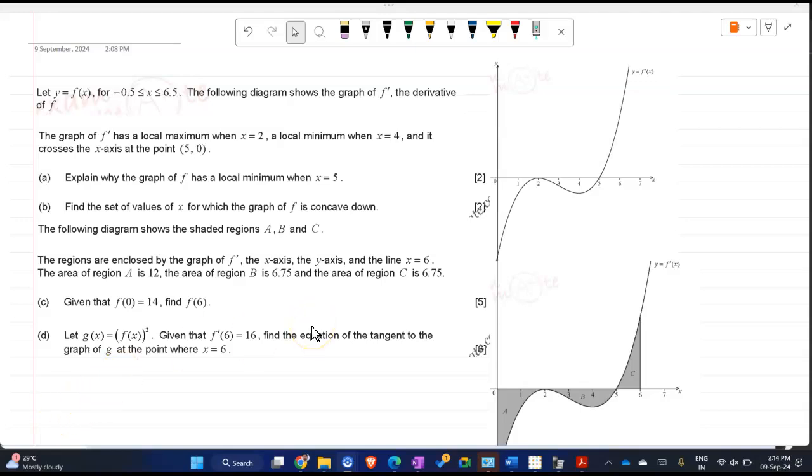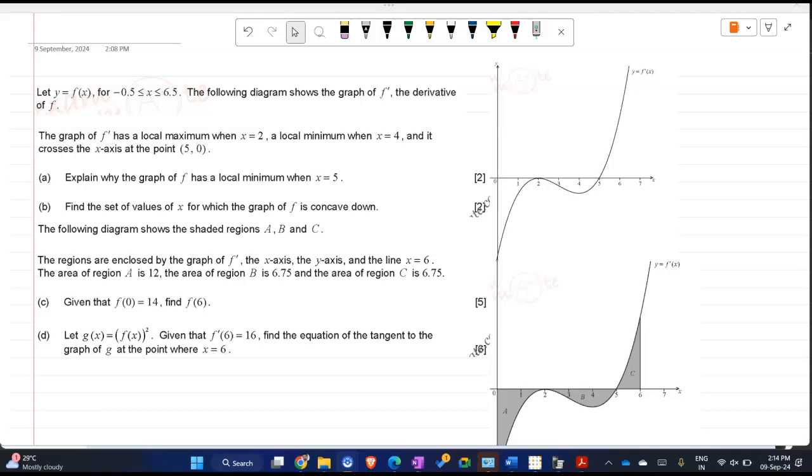Okay, so just check. First part, let f(x) be a function from -0.5 to 6.5. They've given you the domain. The following graph shows f'(x), the derivative of f. The graph of f' has a local maximum at x equals 2, f', correct? Yeah. Local minimum at x equals 4. And it crosses the x-axis at (5, 0), which is shown. Explain why the graph has a local minimum at x equals 5.